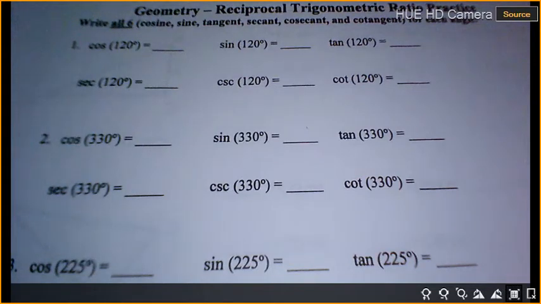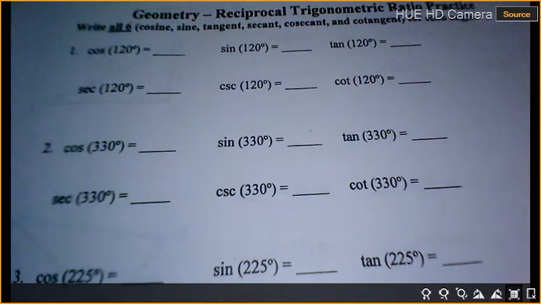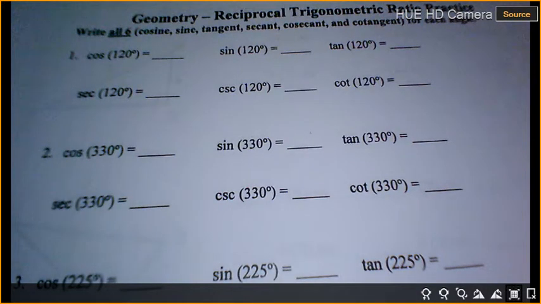All right, so today we are looking at reciprocal trigonometric ratio practice. So I'm just going to go through and do a couple of these, and then I'm going to have you do it on your own and check it in with me. Okay, so we're going to write all six: cosine, sine, tangent, secant, cosecant, cotangent for each angle. So I'm going to do number one, and then I'll do a harder one.